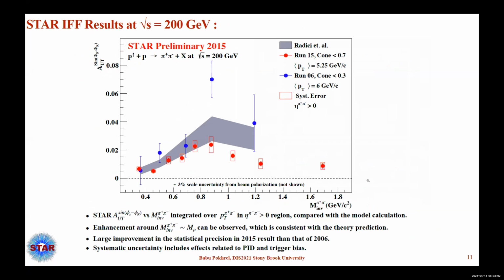Here is the comparison between the 2012 STAR asymmetries and the theory prediction from Radici et al. I want to thank Radici et al. for this theory curve. The 2015 results are much more precise statistically, and a similar enhancement is what the theory predicts here. Moving on to the next slide.